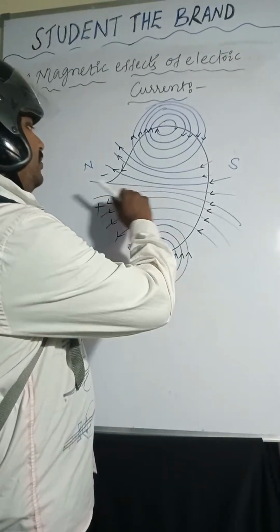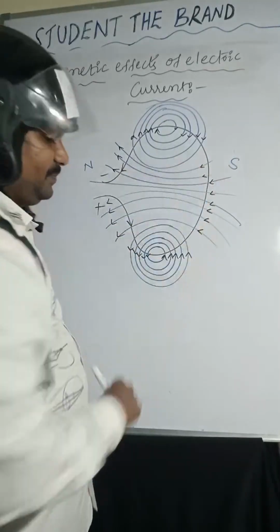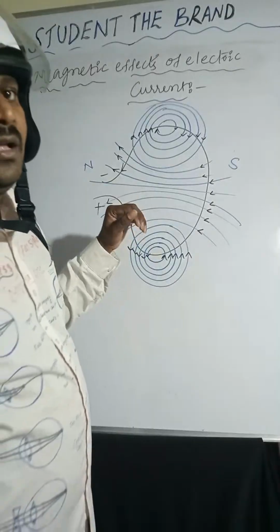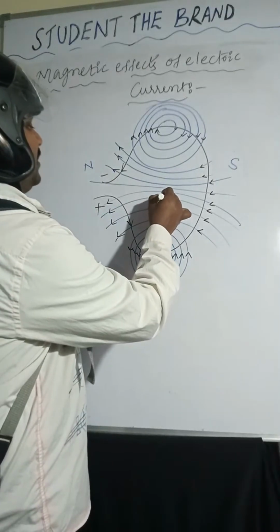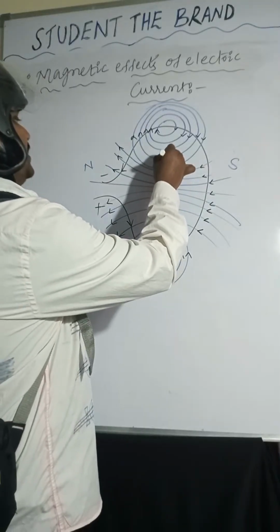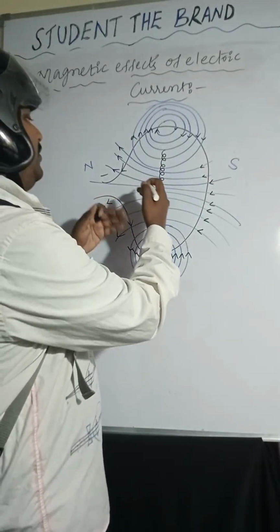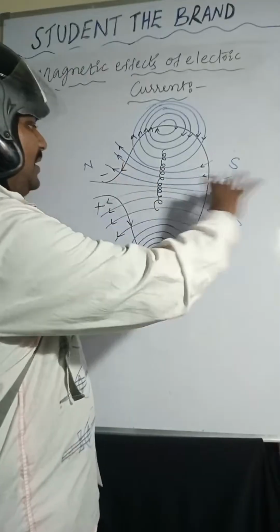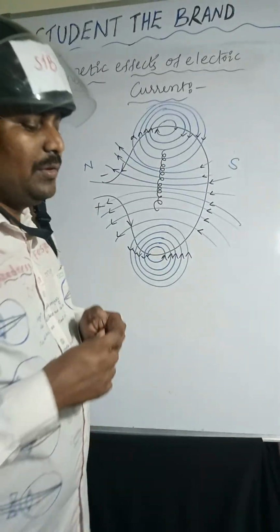When you keep on moving towards the center, the lines will become parallel. So what happens? One magnetic field will be added to the next one, and another one. So in the middle, a uniform magnetic field will be produced.